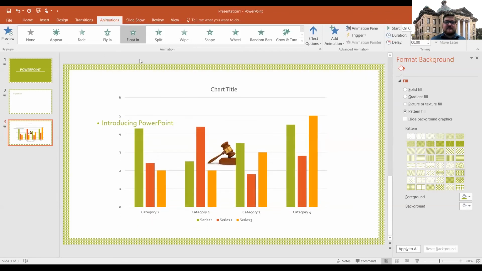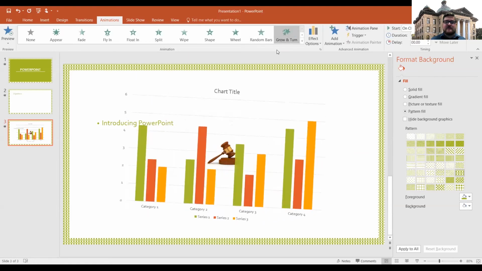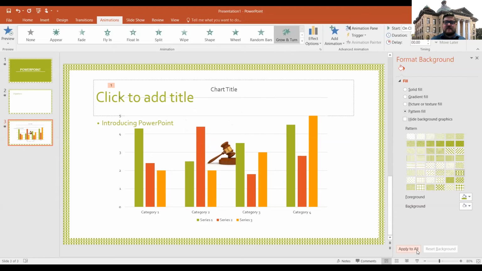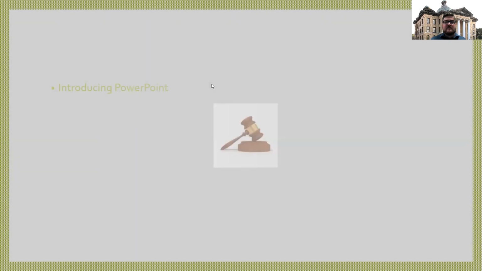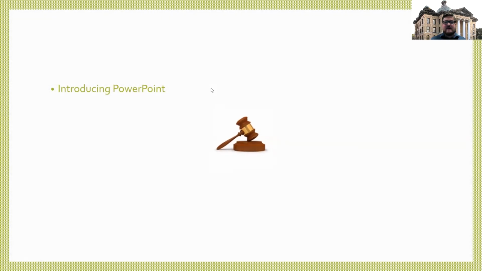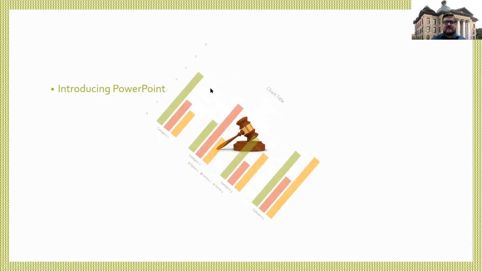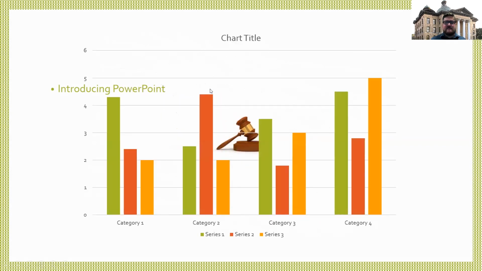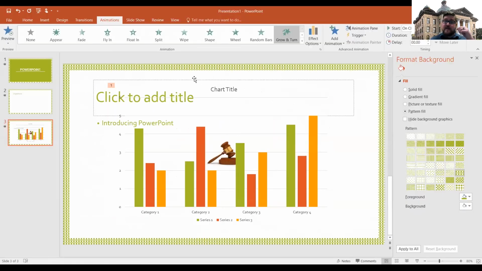Now we could also get it to float in. We could get it to split. We could get it to grow and turn. All right, so let's look at the slideshow again. All right, now we've got, here it is. Now it's going to fly in. There it is. See? Now you can make these pretty cool and animated, and make them really eye-catching for people.